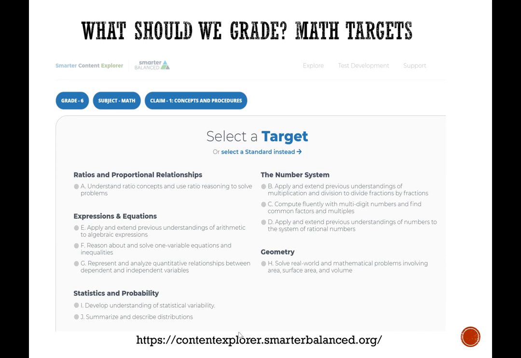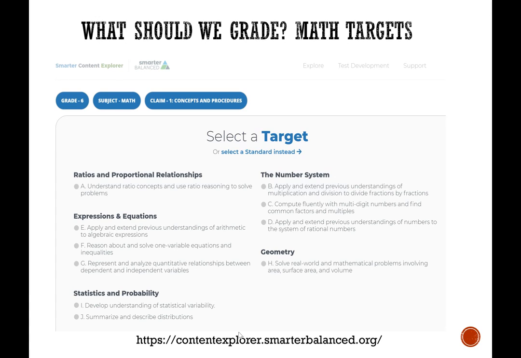Again, what should we grade? So in this case, I asked you to look at grade 6, and here we see those same math domains, and then we can see that underneath each math domain, there are specific learning targets. In ratios and proportional relationships, there's only one target, in which by the end of 6th grade mathematics, students should be able to understand ratio concepts and use ratio reasoning to solve problems.